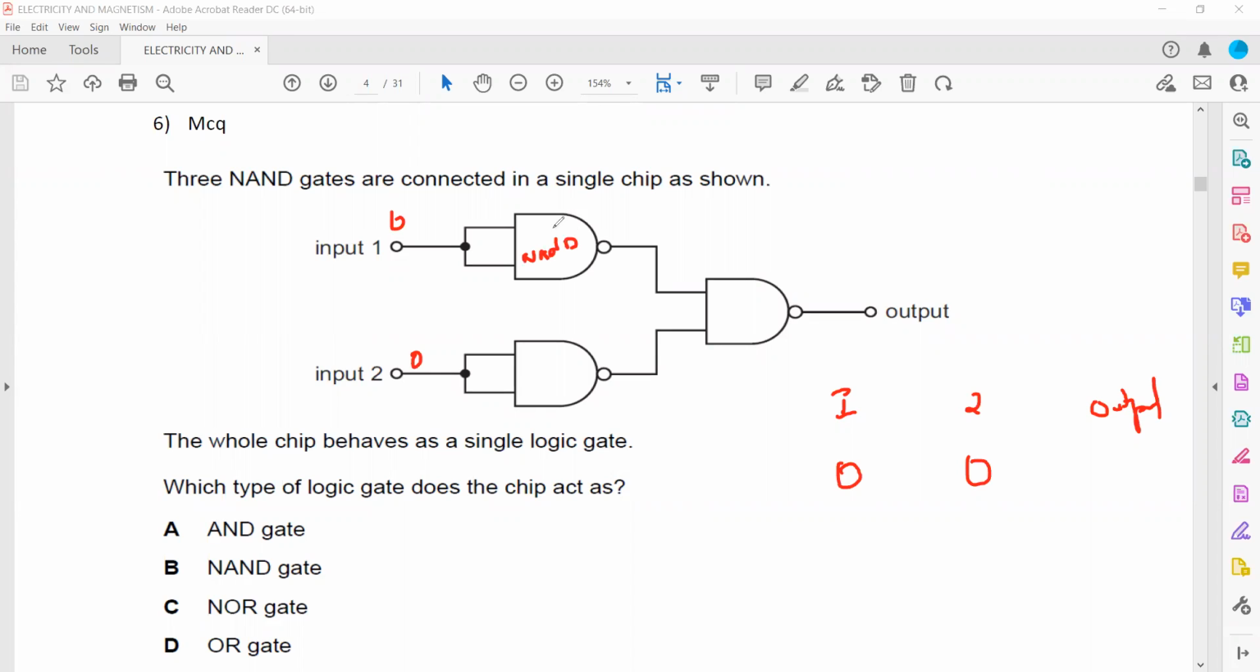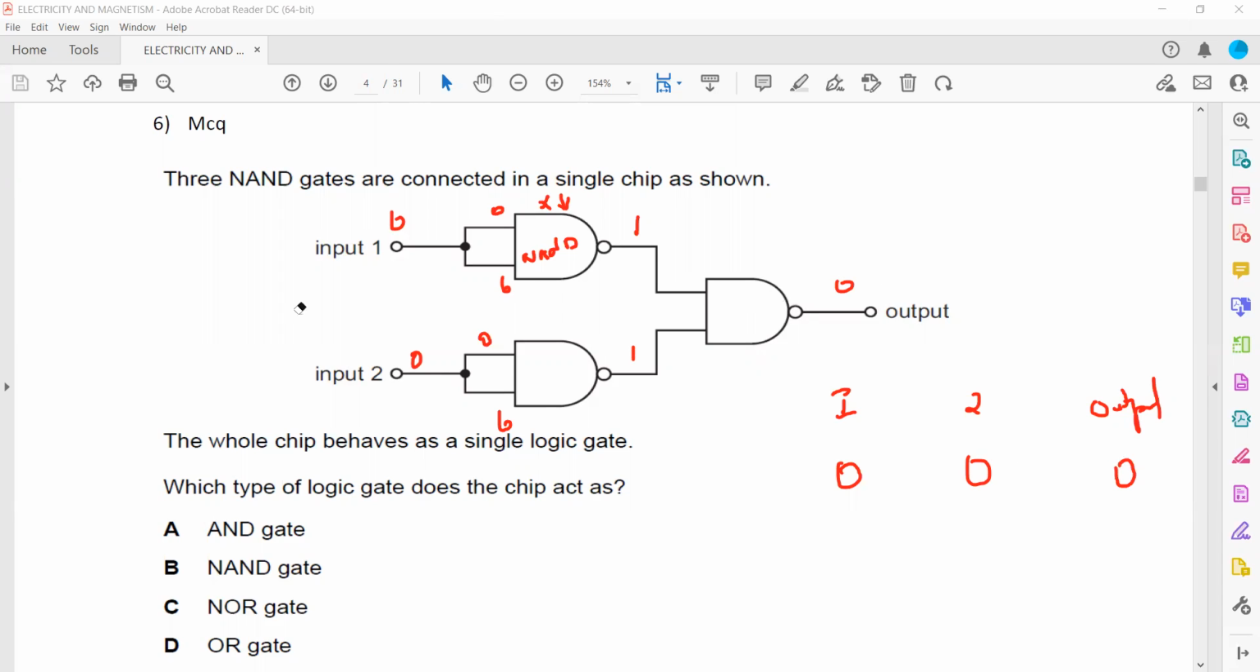So this is a NAND gate. In a NAND gate, we get the result by multiplication and invert. So 0 multiplied by 0 is 0, passes to the inverter, makes it 1. And this also 0, 0 passes to the inverter, makes it 1. And 1, 1 is 1, passes to the inverter, will make it 0. So the output will be 0.